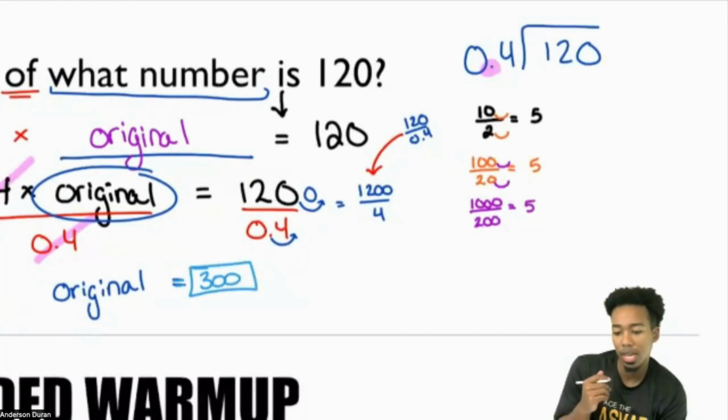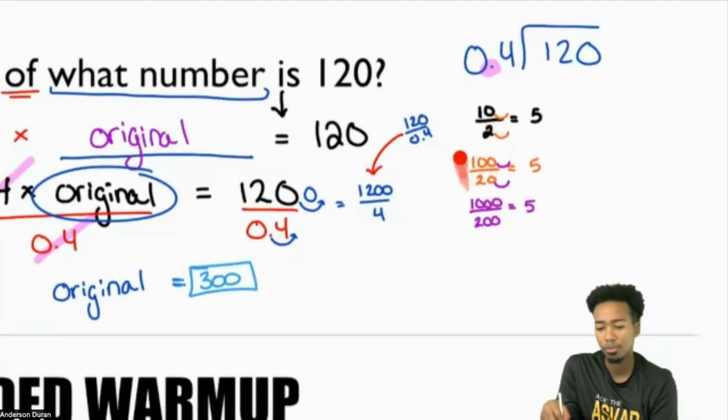Could you cross out the zeros at the end? You mean for these examples? Of course. Absolutely.